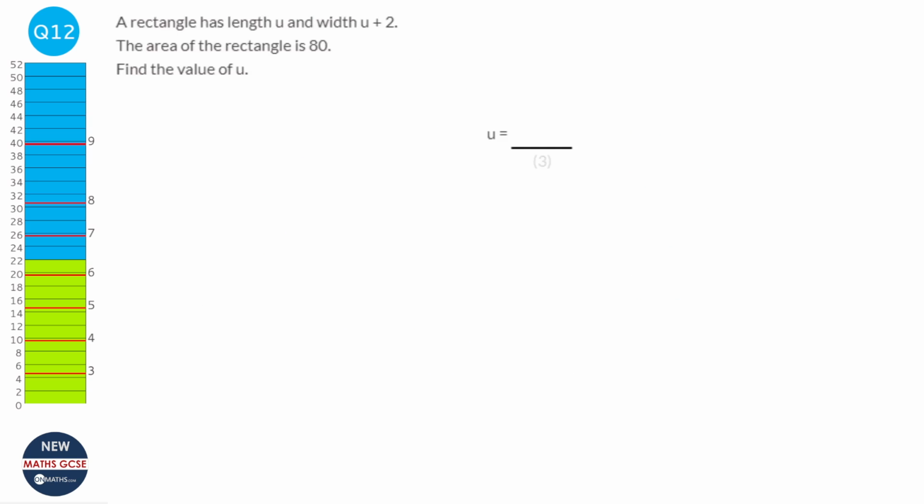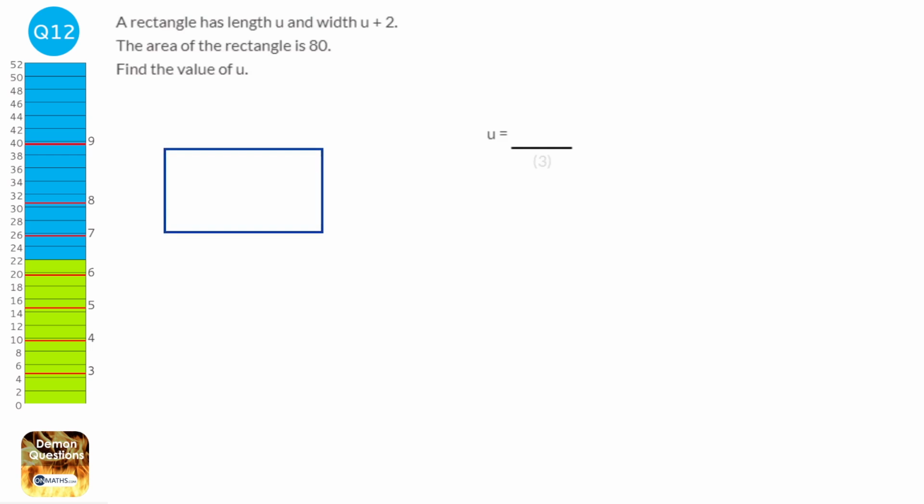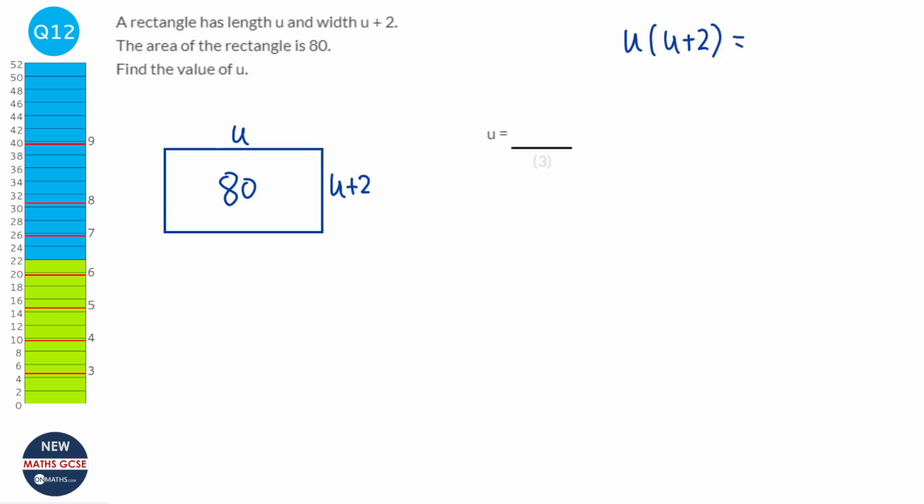So we're told the length of this rectangle is u, and the width is u plus 2. Doesn't matter which way around we do it. And we're told the area is 80. So we can actually write an equation from this. So u times u plus 2. So that's the length times the width is equal to the area, which is 80.